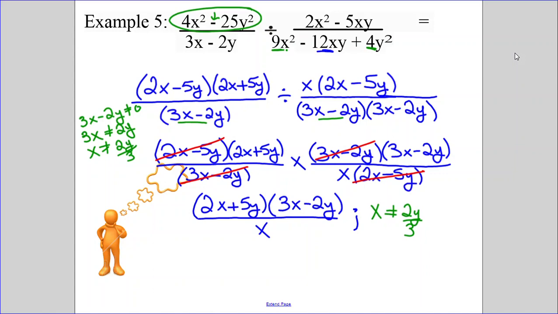Now, what about my next one? Actually, I've got 3x minus 2y on all three of these. I guess I didn't notice the third one. So that's it for that step. It's all the same term.